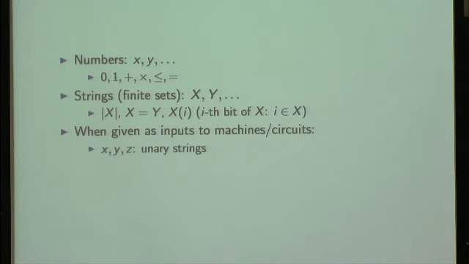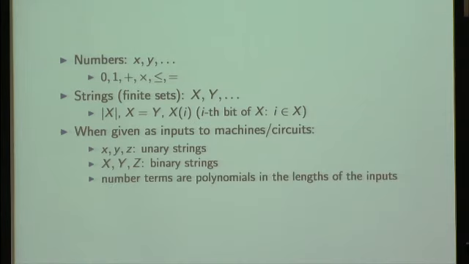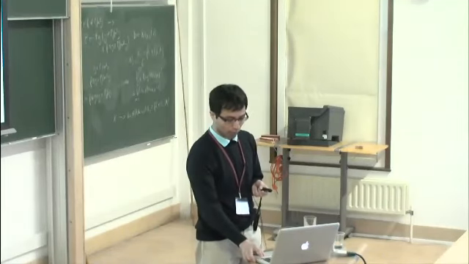When given as input to a computing machine or circuit, numbers are given using unary notation, and strings are given in binary notation. We think of numbers as indexing into the strings, and the main concern is the strings. In particular, the number terms are all polynomial, and therefore they represent polynomials in the length of the inputs. Observe that there is no other predefined string function. In particular, we don't have a predefined multiplication function for strings.